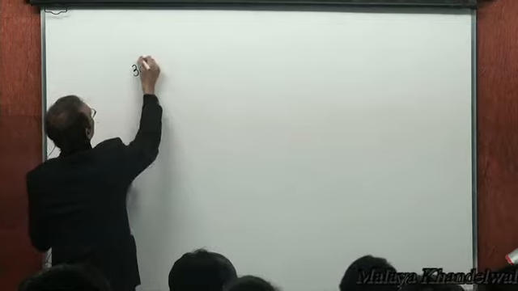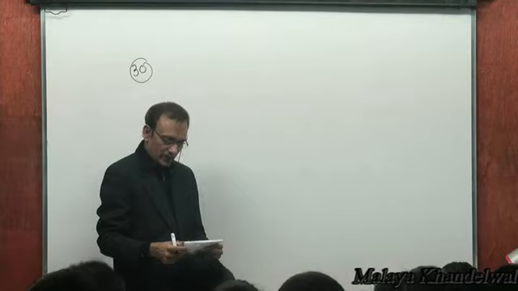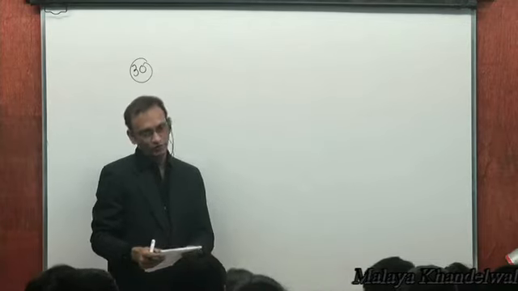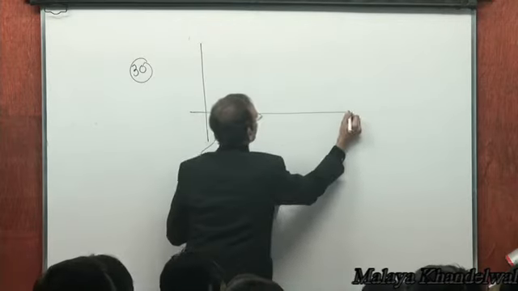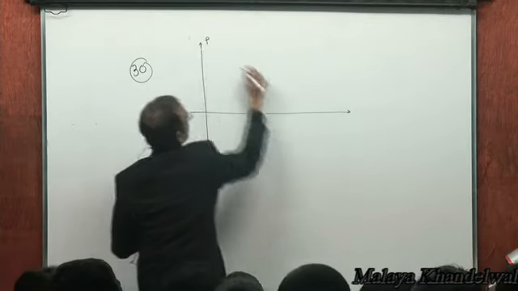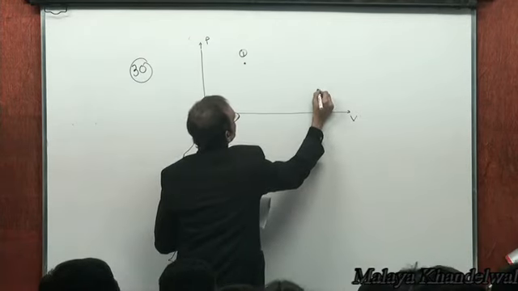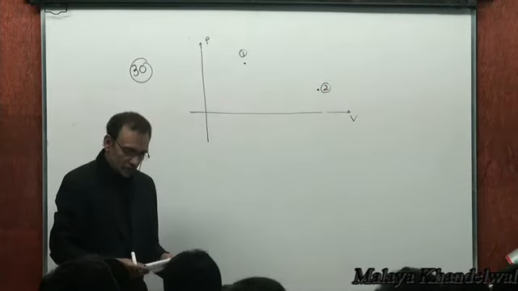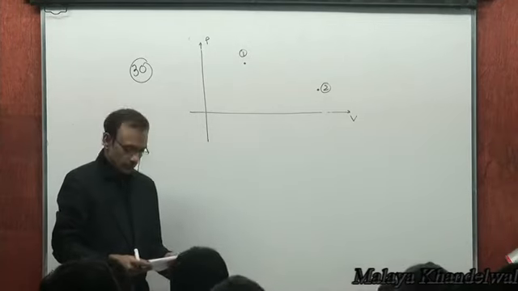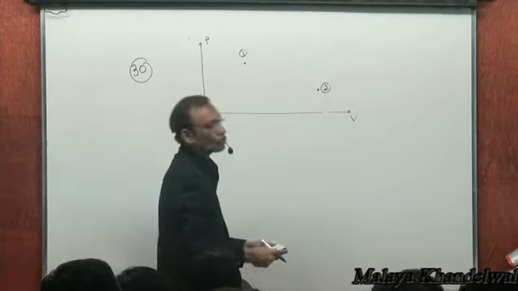Problem 30. A gas is transferred from state 1, lower volume, to state 2, higher volume. On a PV diagram, state 1 lower volume to state 2 higher volume. This can be done in two ways: isochoric followed by isobaric, or isobaric followed by isochoric, right? So the first one is isochoric followed by isobaric.